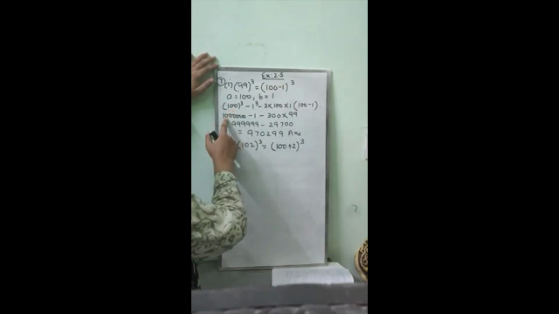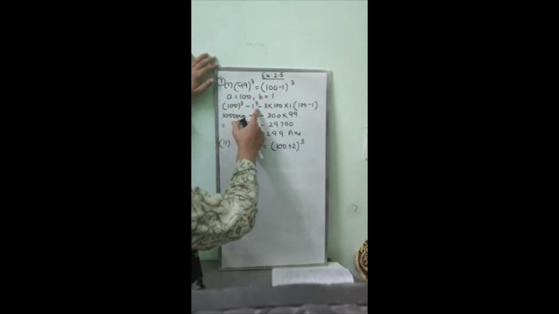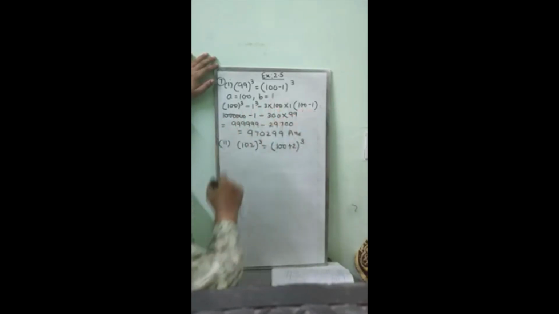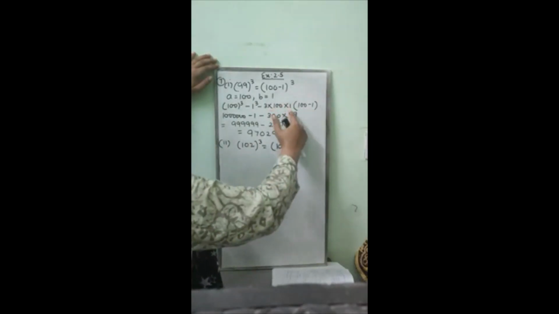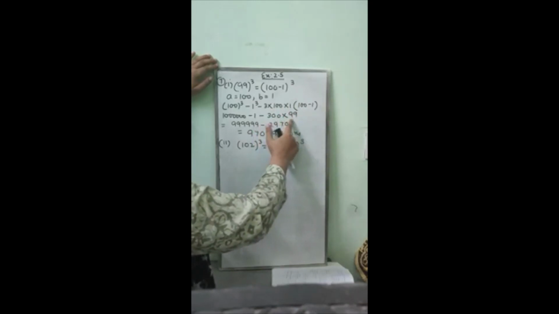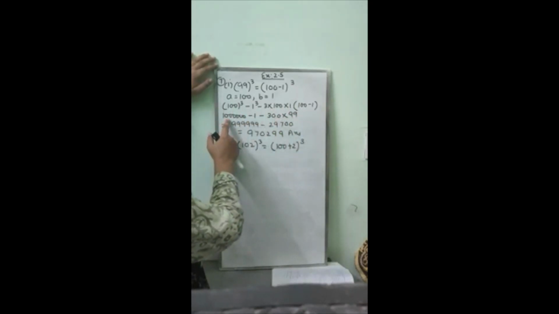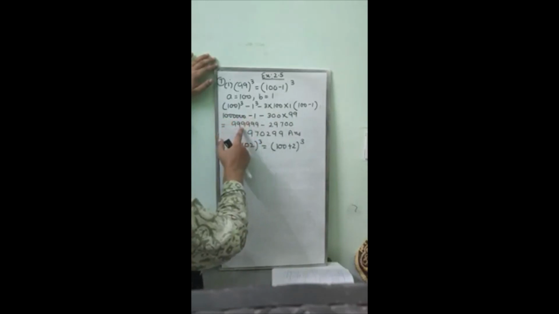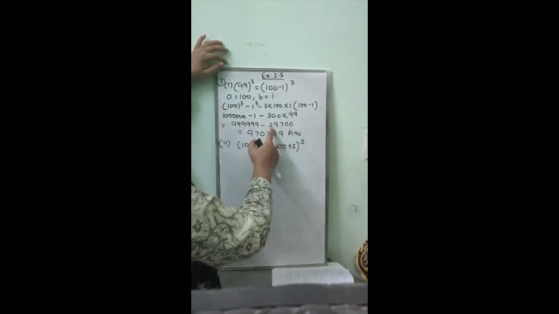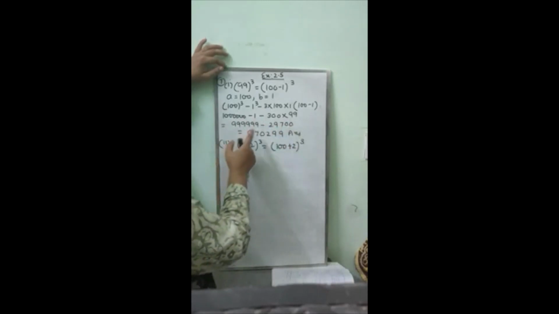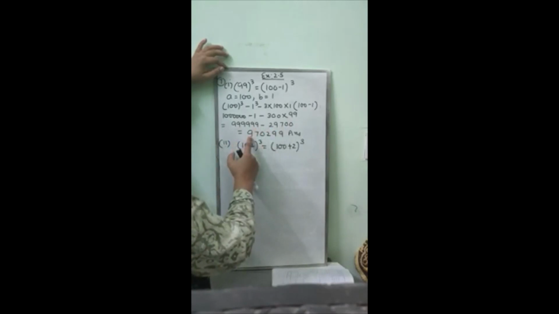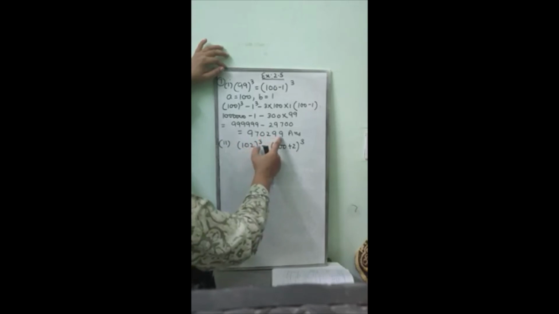So cube of 100 is 1 with 6 zeros. Cube of 1 is 1. This is 300 into (100 minus 1), which is 99. Clear? Firstly, solve this bracket. Then multiply the number coming out from this bracket with 300. Right? So when 1 is subtracted from this number, you will get 6 times 9, minus this is 29,700. When you subtract 29,700 from this number, you will get 9,70,299.